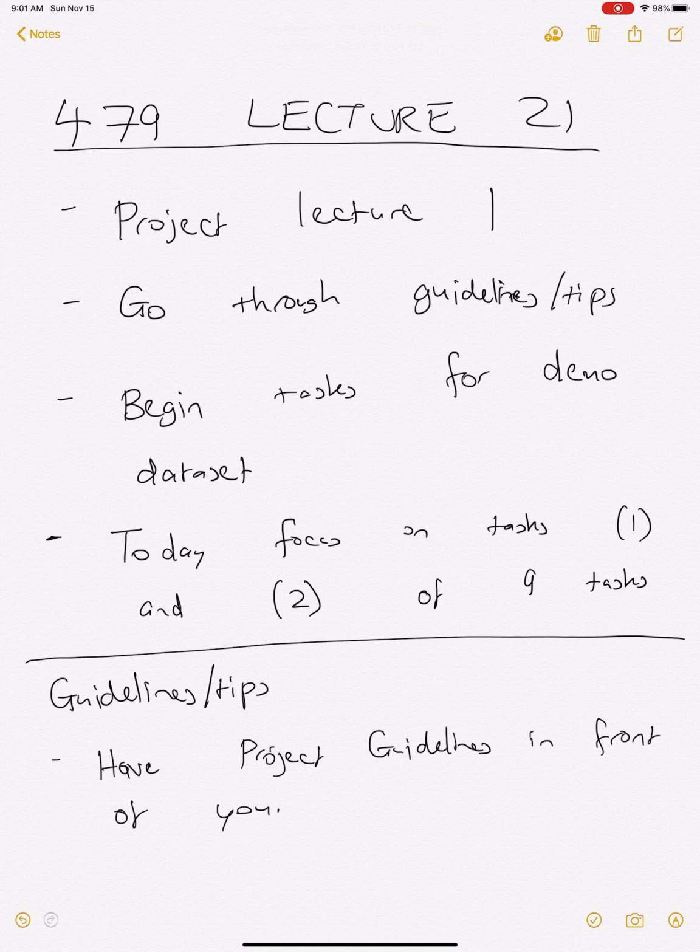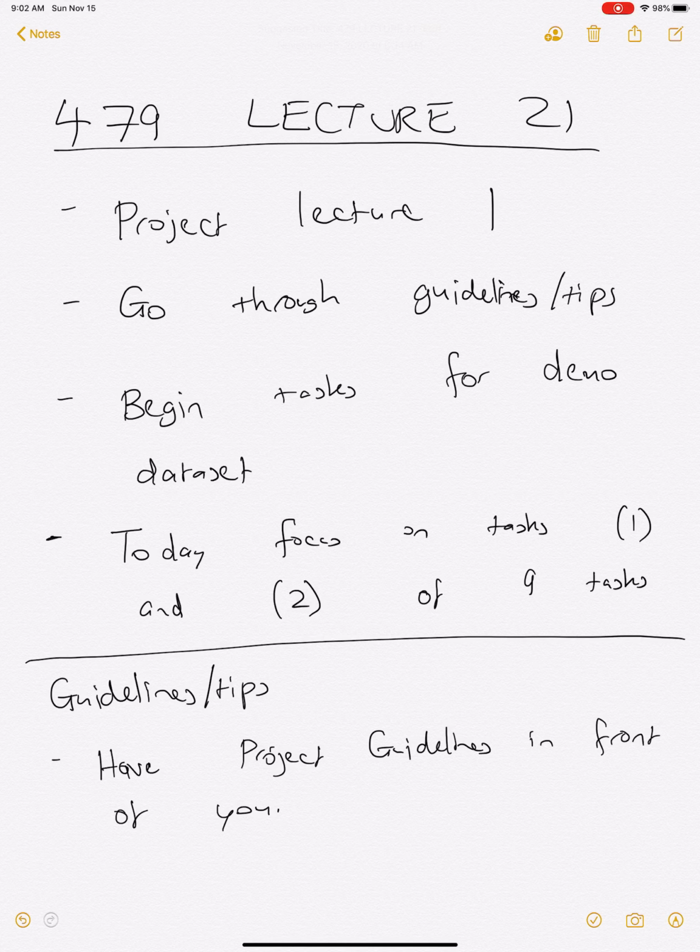We're going to go through that, and then what I'm planning to do for these four lectures is to go through most of the tasks using a demo data set that I've already put on the website, just to give you an idea of what I expect from you for the project. Obviously you'll do it on a different data set, but I want to give you a sense of what's expected. Today we'll go through the project guidelines, and then start to go through the demo data set.